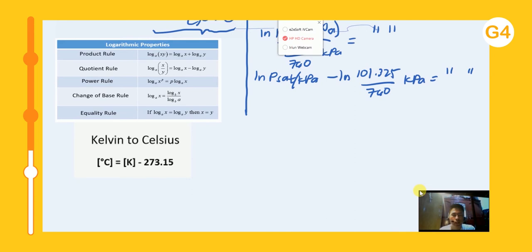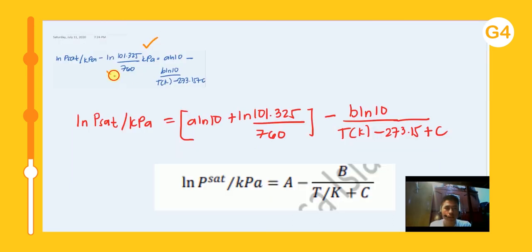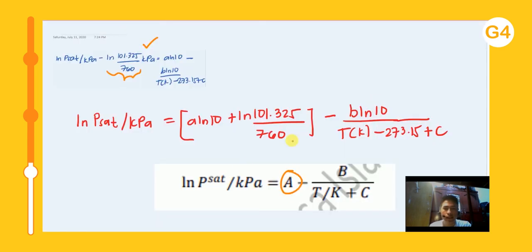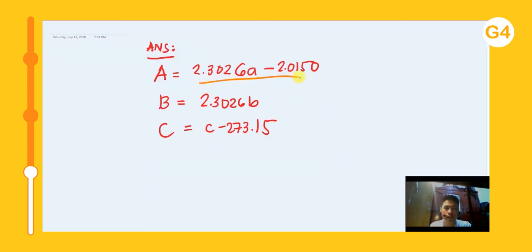So now we convert the temperature in degrees Celsius to temperature in Kelvin by using this formula. So our equation now becomes ln P sat in kilopascal minus ln 101.325 over 760 kilopascal is equal to A ln 10 minus B ln 10 over T in K minus 273.15 plus C. So from this form, we just transpose this value to the other side to get this whole equation. Now we relate this equation to this equation by saying that the value of A is just equal to this whole value, the value of B is just equal to this value, and the value of C is just equal to this value. Now to simplify the answer, we get A is this value, B is this value, and C is this value. That's all, and thank you.